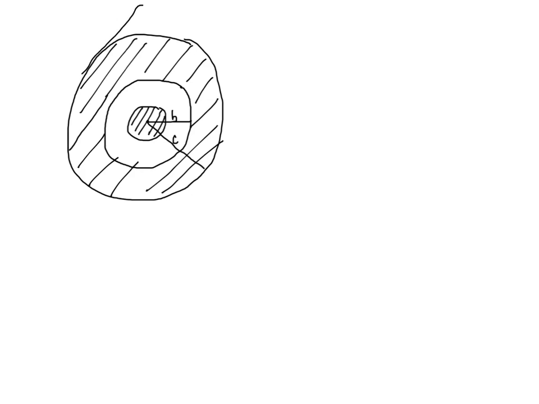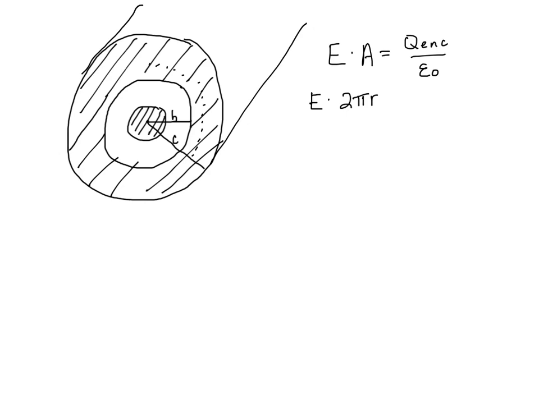Bear in mind that this is not a sphere, this is instead a cylinder, and so we're going to be using the equations of a cylinder rather than the equations of a sphere. What we know is that we can apply Gauss's law to say that the electric field multiplied by the area is equal to the enclosed charge divided by epsilon 0. The area is going to be the area of the curved sides of a cylinder. And so the electric field multiplied by the circumference of the circle, 2 pi r, where r, by the way, is the radius of our Gaussian surface.